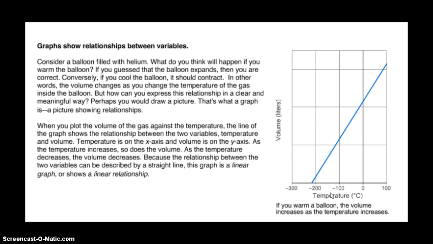Because the relationship between the two variables can be described by a straight line, this graph is a linear graph or shows a linear relationship. And we would specifically say that as temperature increases, volume increases through a linear relationship. So for example, if I said, okay, oh, they don't give me numbers over here. So I guess we won't do an example yet. We'll come back to that. All right, let's add a little bit to our notes.